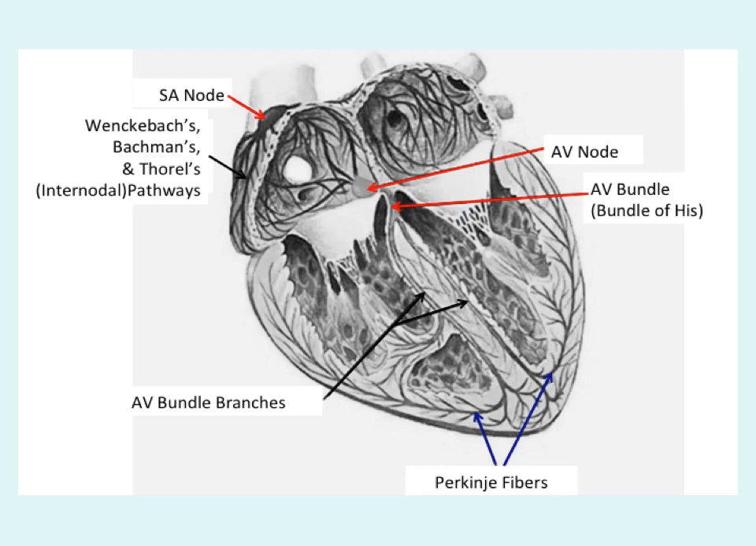Now notice coming off of the bundle of His and coming off of the Purkinje fibers, there are secondary pathways that are heading out into the papillary muscles. These secondary pathways heading out to the papillary muscles are the moderator bands coming off of the bundle branches. This is going to ensure that the papillary muscles are able to contract prior to the full systole contraction of the ventricles so that the valves are able to close and ensure that fluid is moving in one direction only.